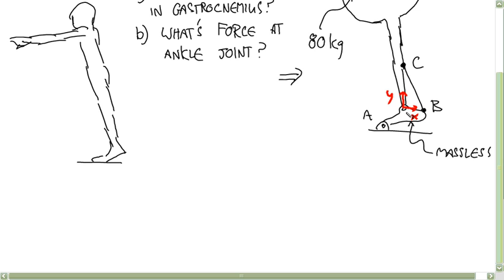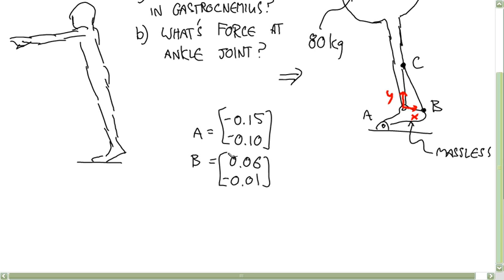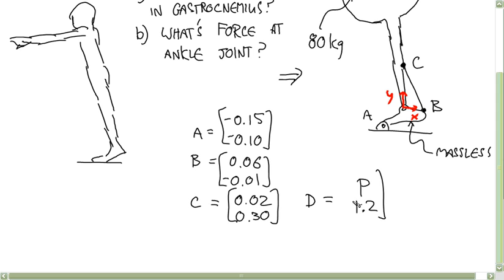And now I'll give you these values. Based on this coordinate system, the point A is negative 0.15, this is all in meters, negative 0.10. B is 0.06, negative 0.01. C is 0.02, 0.30, and D is unknown, the X position. But say we know the Y position. The reason I'm specifying a Y position actually is because it doesn't even matter. But let's say 1.2. That's probably a pretty reasonable center of mass if you're just standing like this, somewhere in your torso, so 1.2 meters.